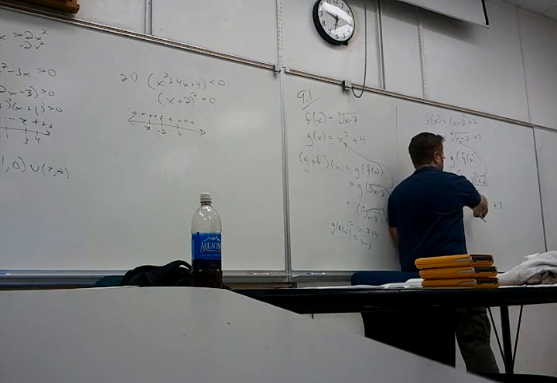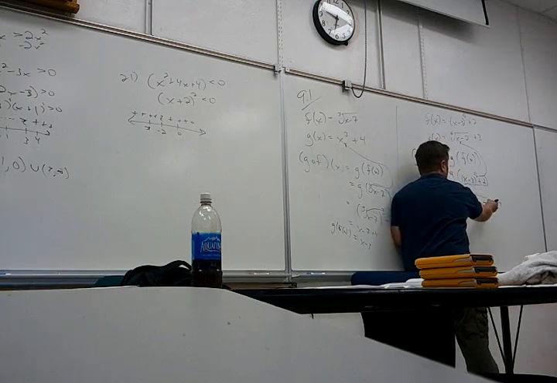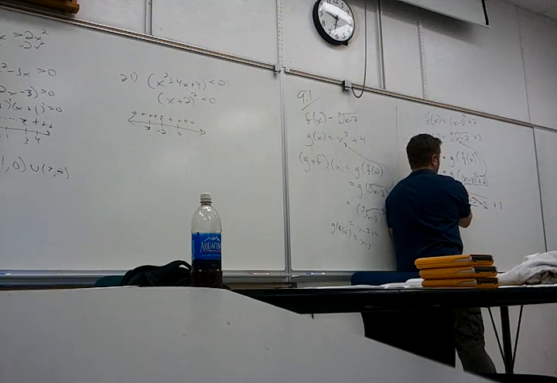Then what happens inside that's nice? The 2's cancel, the fifth root and the fifth power cancel. You get x - 3 + 3.